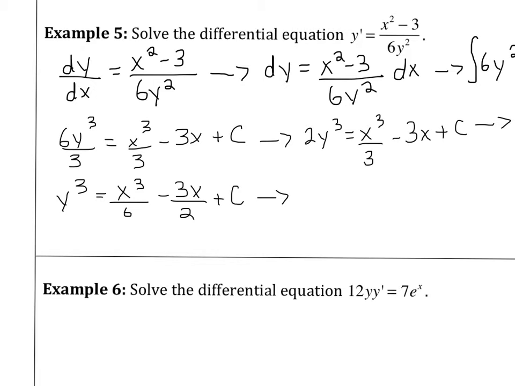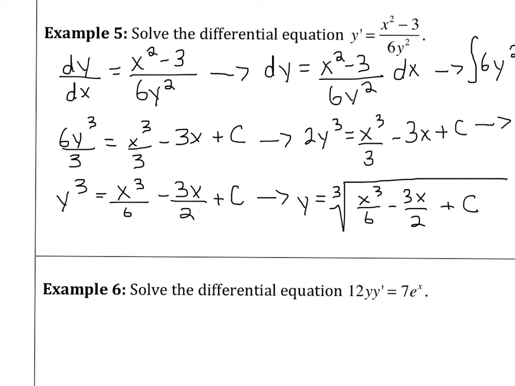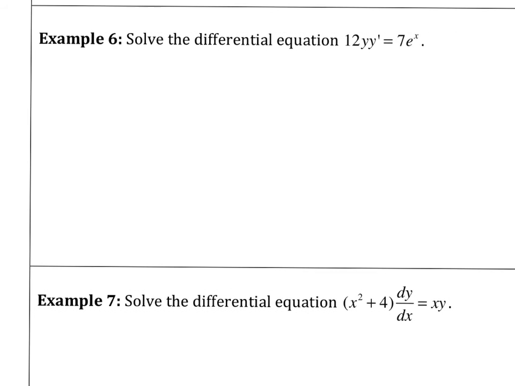And then the last thing to do, of course, is cube root both sides. So y equals the cube root of x cubed over 6 minus 3x over 2 plus c. Again, that c needs to be inside the radical. All right, done and done. Example 6. Oh, this is getting fun now.